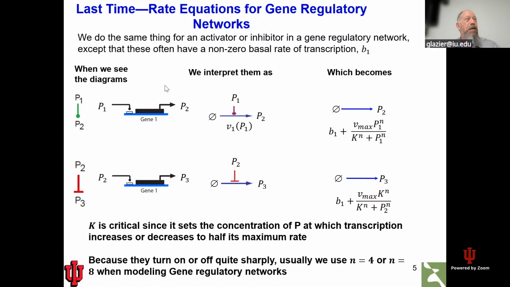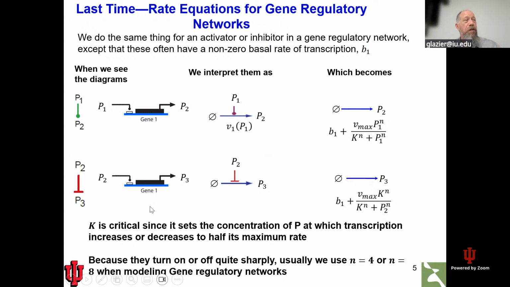But the basic idea here would be that P1 turns on the transcription of gene 1, which produces messenger RNA that's then translated into protein P2. We write that in a very simple way as nothing goes to the protein, because we don't actually model the components that produce the messenger RNA or the protein. And we embody the production rate of the protein as a Hill function of the amount of the promoter, P1, or the.